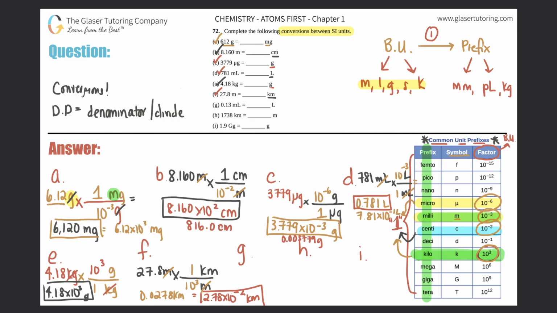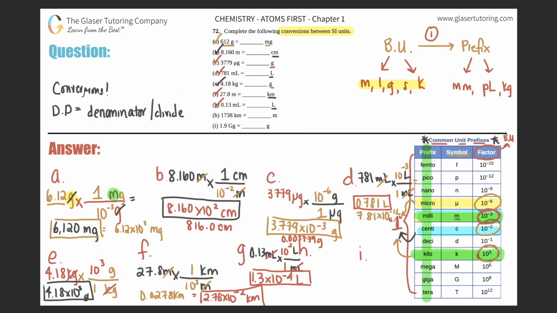Keep going. 0.13 milliliters. And we got to go to liters. That's the base unit. So milli goes on the bottom. Liter goes up on top. You guys get the drift. Milli, we did this one before. Milli is the prefix. It's right here. So milli gets the number 1. 10 to the negative 3 goes with the liter. It's in the numerator, so you multiply. So 0.13 times 10 to the negative 3. And you get 1.3 times 10 to the negative 4 liters. Box that answer off. Those would be good. Check that one off.